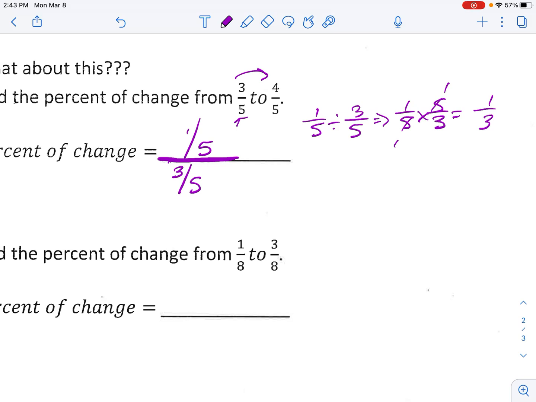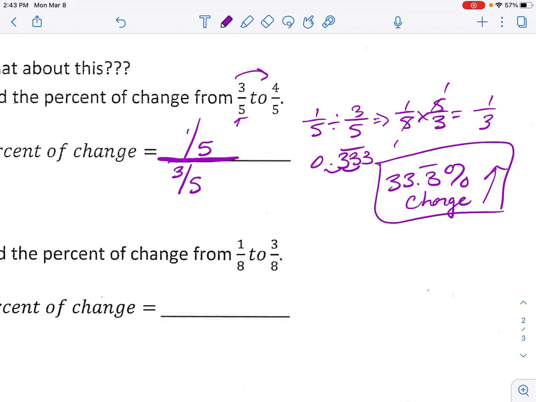Let's not keep it as 1/3. We know that we're going to change that into a decimal, into a percent. 1/3 is 0.3 repeating, which is 33.3 repeating percent change. And from 3/5 to 4/5, that's an increase. Okay.